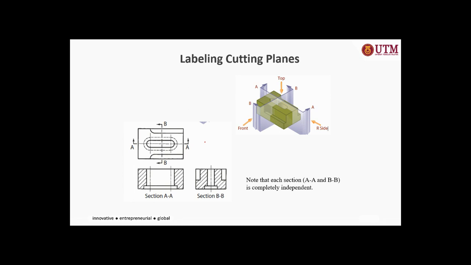All right. So in terms of labeling of the drawing, as you can see, most of the time we will use the symbols A and A to mention one cutting. And if you want to cut the same piece of equipment again, you can label it as B and B. Each of these is actually independent of the other.